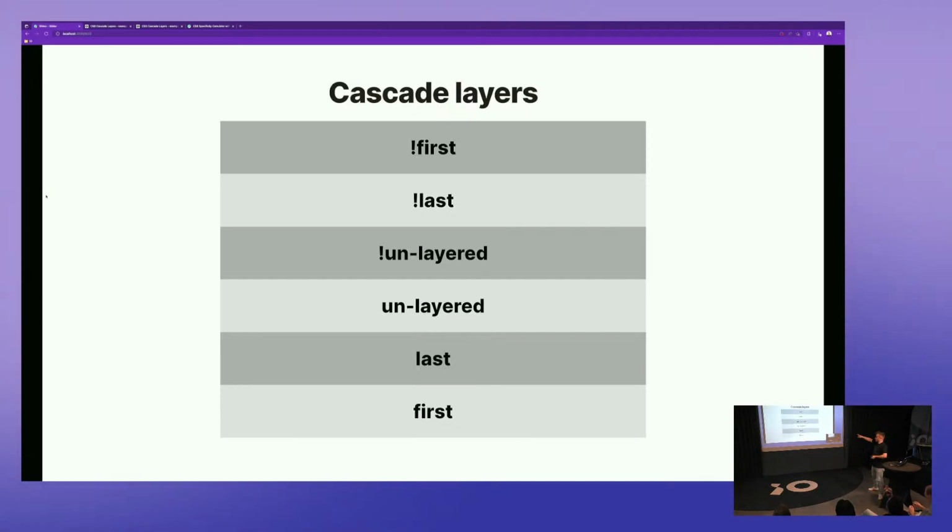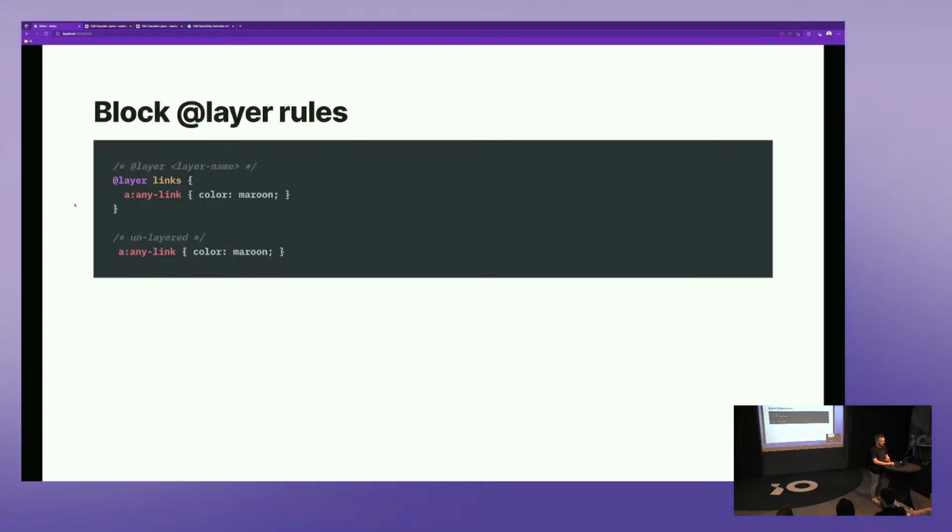So this is the priority list of cascade layers. We have the important styles from the first layer that have the highest priority, then important from the last, then important unlayered, then it flips again: unlayered, last styles have higher priority, and then the first have higher priority. What's the syntax? Easy, add layer, give it a layer name, nest your styles within, and we have the unlayered styles.